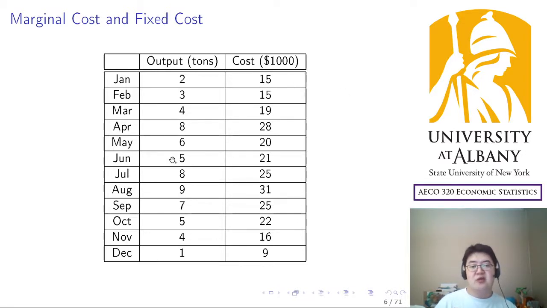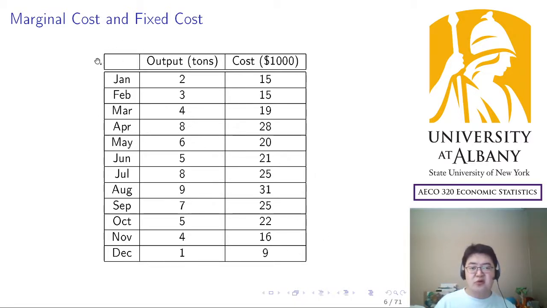Or similarly, in May, I produced 6 with a cost of $20, but in June I produced less but it cost more. So these kinds of things happen in reality. So we do allow these kinds of noises. We assume that they are noises. So let's see.